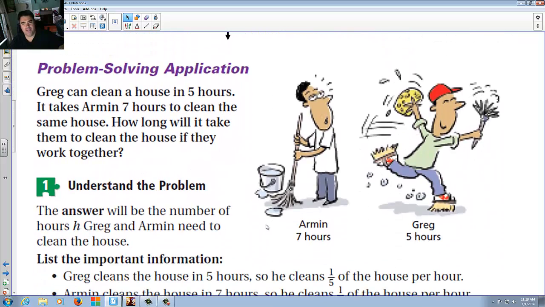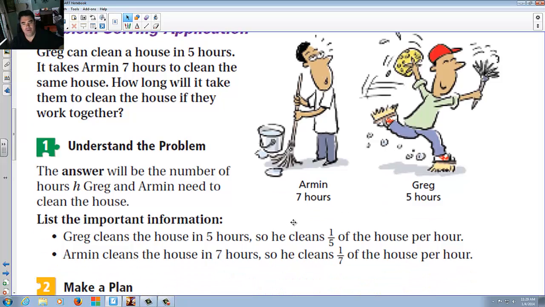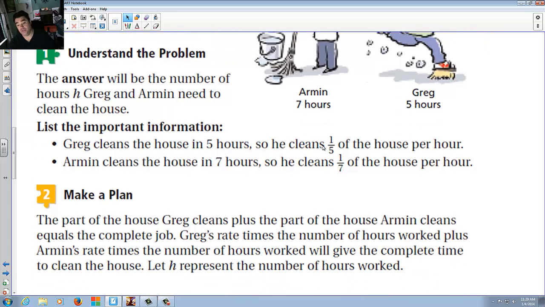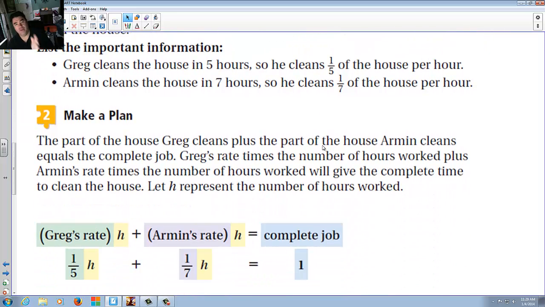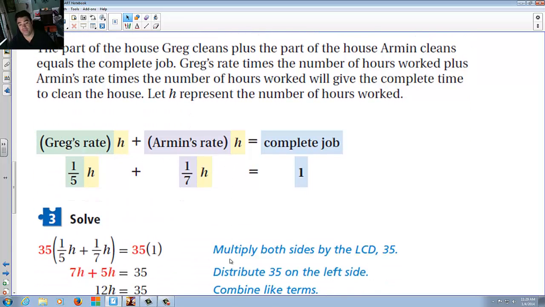To understand what they're saying is, this guy takes 7 hours, this guy takes 5. Now, what you're saying is that Greg can clean 1/5 of the house in an hour, and Armin cleans 1/7 of the house in an hour. So, the idea is to take 1/5 and 1/7. So 1/5 of H plus 1/7 of H equals one complete job. H meaning hours. Because remember, he can get 1/5 of the house done in an hour, and Armin can get 1/7 of the house done. Long story short, add these two together.